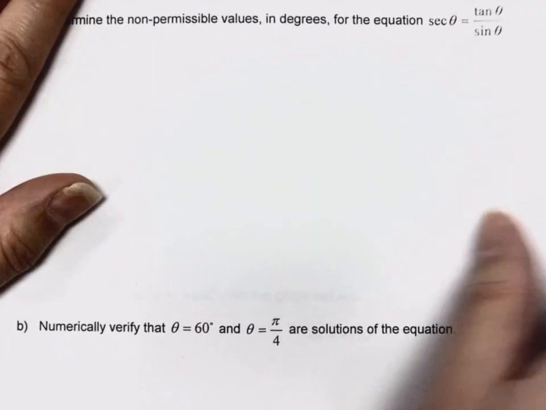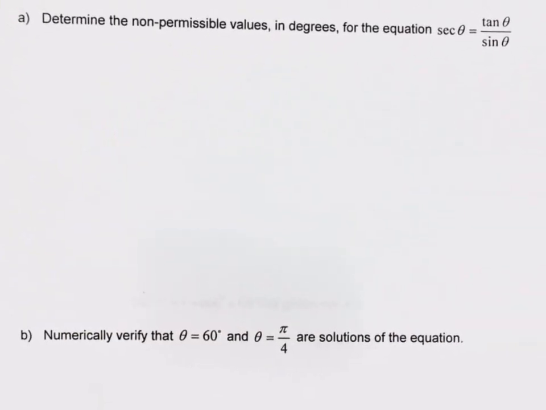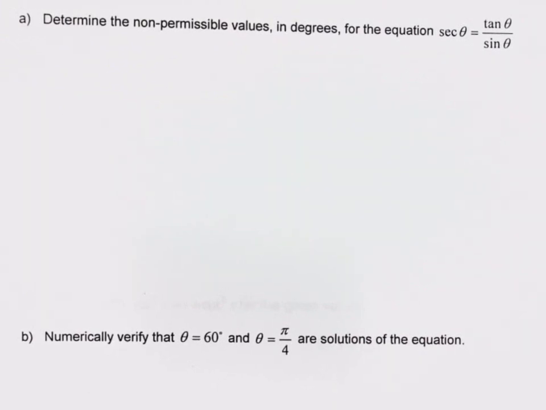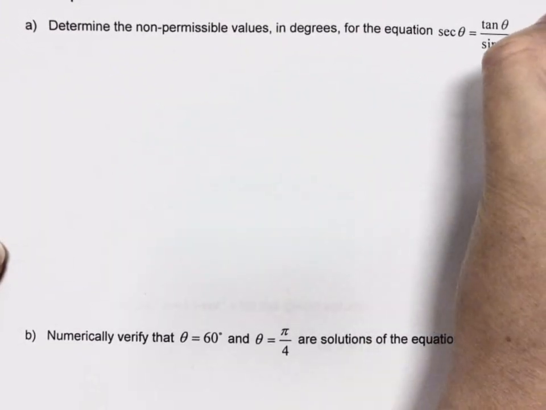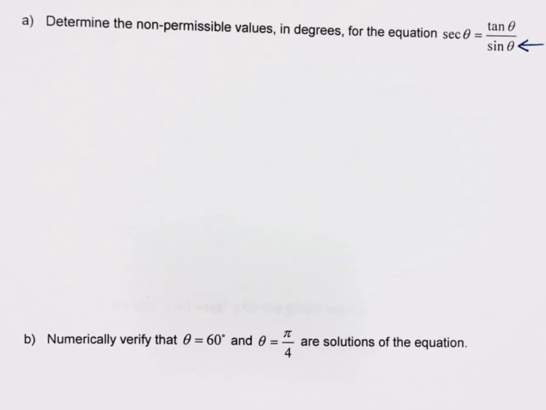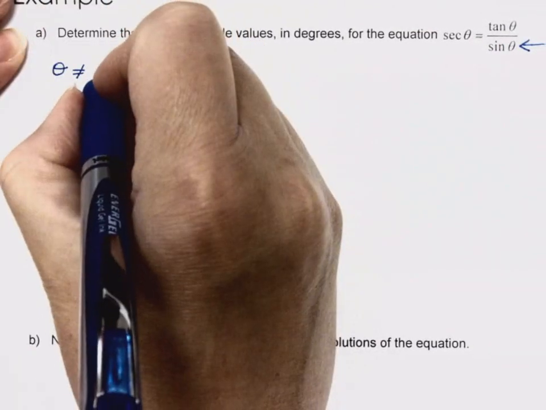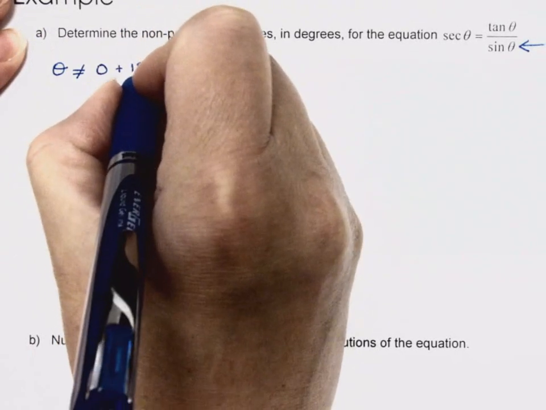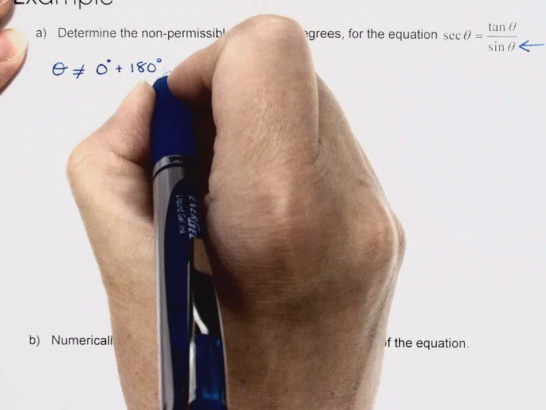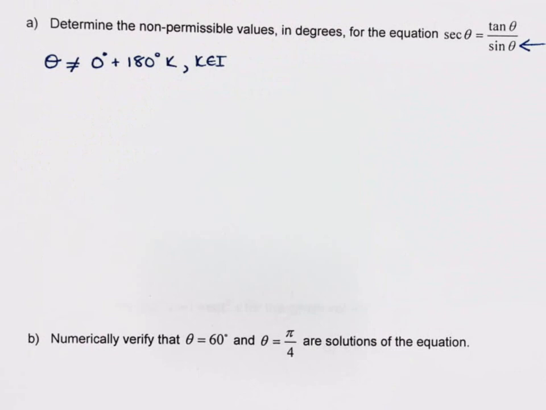All right, determine the non-permissible values in degrees for this equation. Okay, let's do the obvious non-permissible value. Sine? Where's sine 0? Pi, 0, 2 pi, right? So theta cannot equal 0 plus 180 degrees k, k an integer, right? Because this one asks for degrees.